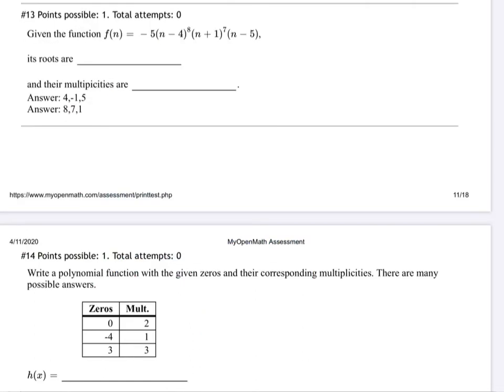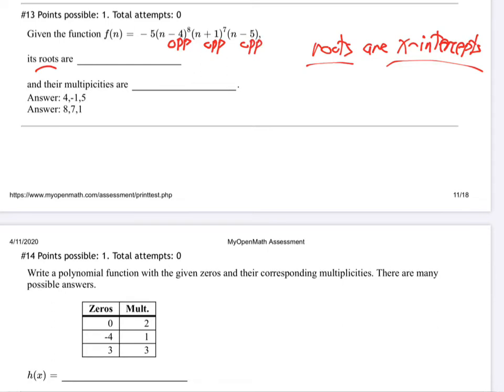All right. Number 13. So now they want us to look and kind of work it backwards. They're asking for the roots. Roots are x-intercepts. It's just two names for the same thing. So what's the x-intercept here? Remember, it's opposite. Whenever you put a number next to x or n or any letter in parentheses like that, it's opposite. So the opposite of negative 4, plus 4. The opposite of plus 1, minus 1. The opposite of minus 5, plus 5. There's the roots. You can list them in any order with commas.